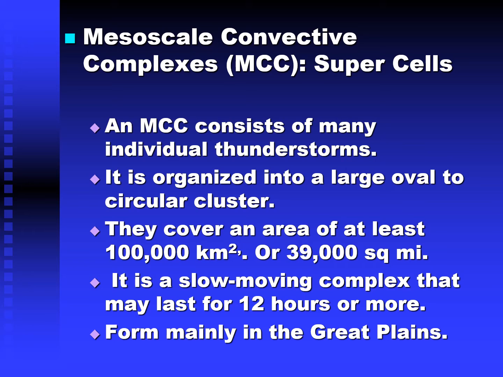So mesoscale convective complexes, also referred to as MCCs. This is another type of supercell thunderstorm. In this case, you have basically several supercell thunderstorms that are all organized into a large oval or circular cluster. This is a very large organized set of storms covering an area of 39,000 square miles. And again, these things tend to be long-lived. So they can move slowly, and they can last for 12 hours or more. And that's just devastating to think about, because that's a whole lot of area that these storms can cover.